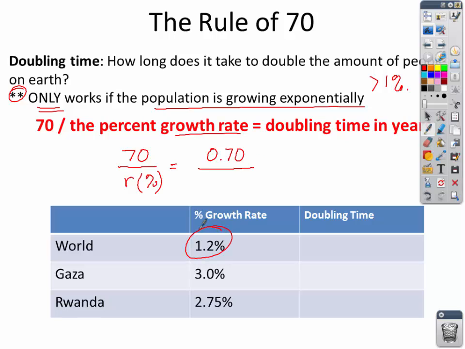So let's do the world and see what the world doubling time would be. How many years is it going to take the world population to double? Putting 1.2% into decimal form, how would you do that? Don't make the mistake. We want 0.012. Now 1.2% is in decimal form. Calculate that through, and we can get the years in which world population would double. And we get 58 years.